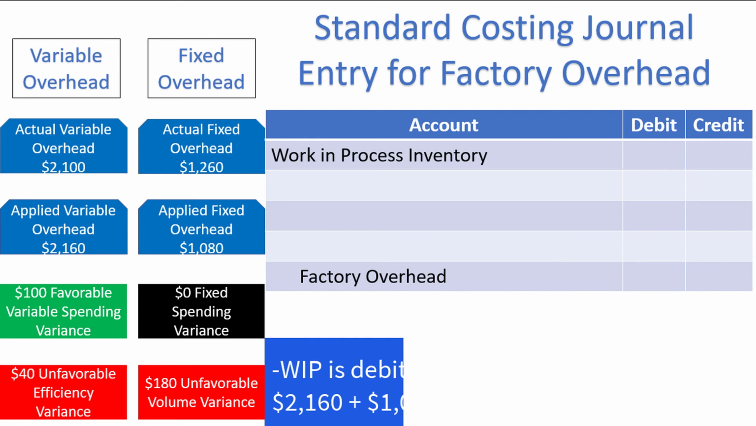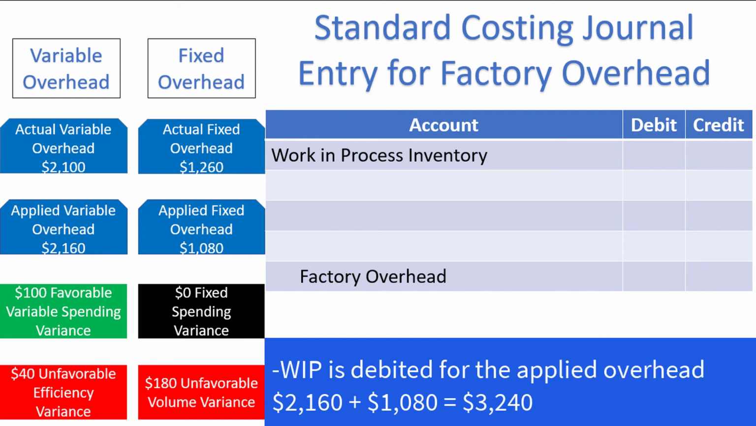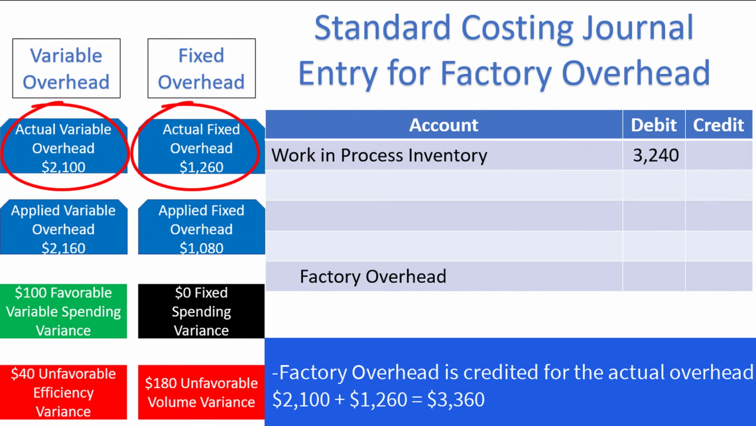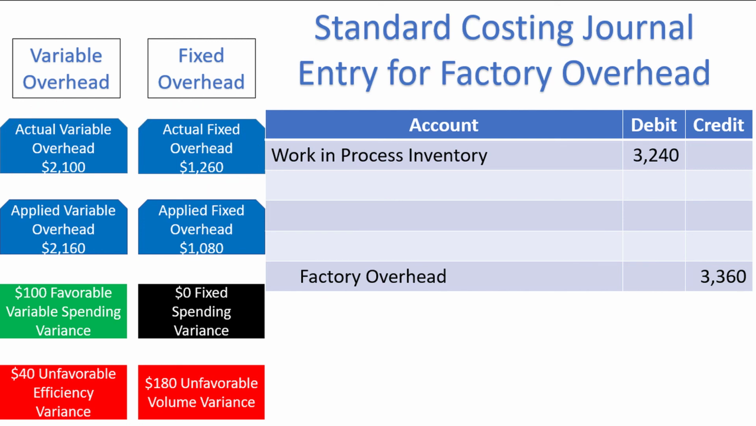The debit to work in process is for the applied overhead, to which we must add the applied variable and applied fixed overhead together. 2,160 plus 1,080 equals $3,240. The credit to factory overhead is the actual total overhead incurred, which is equal to 2,100 actual variable overhead plus 1,260 actual fixed overhead, which is equal to $3,360. Then we have the three variances to fill in the middle.